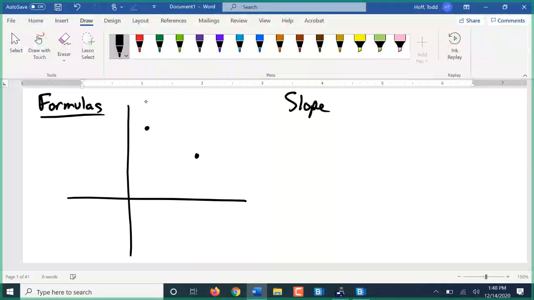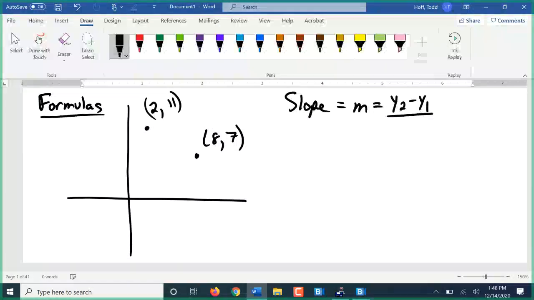So let's say these points have coordinates of 2, 11, and 8, 7. To find the slope, remember, we used m as our abbreviation for slope. The rise was the difference in the y coordinates. So it was y2 minus y1 over the difference in our x coordinates, x2 minus x1. The x difference was our run.